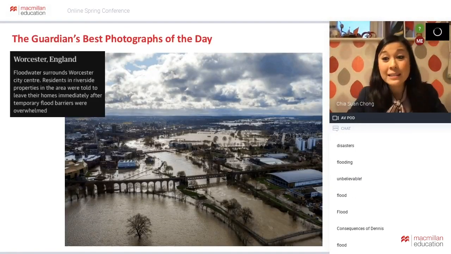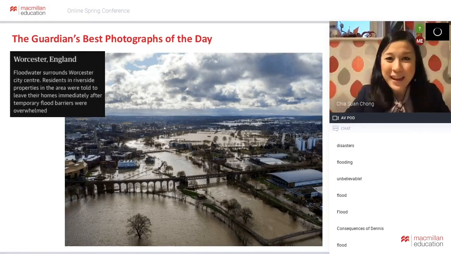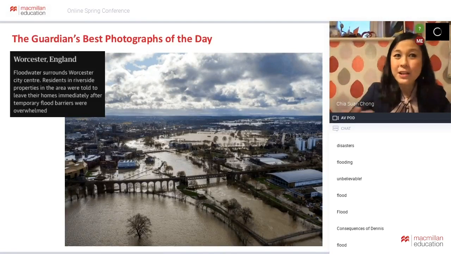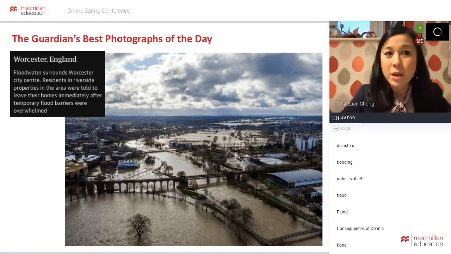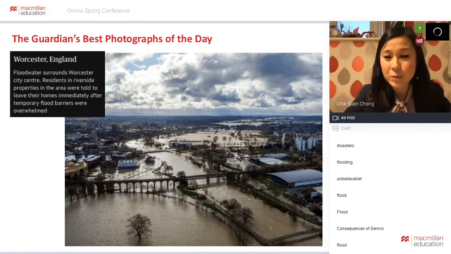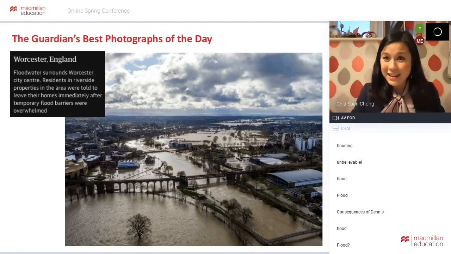Now, The Guardian offers a little caption when you look at the pictures. You could get students to caption the picture and then reveal. Here you go. It says, flood water surrounds Worcester city centre. Residents in riverside properties in the area were told to leave their homes immediately after temporary flood barriers were overwhelmed. And of course, you could use this in many different ways.